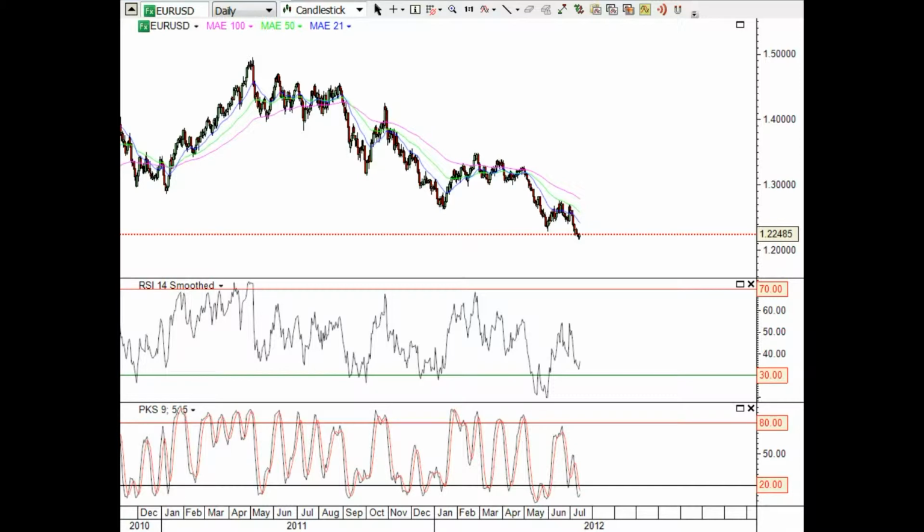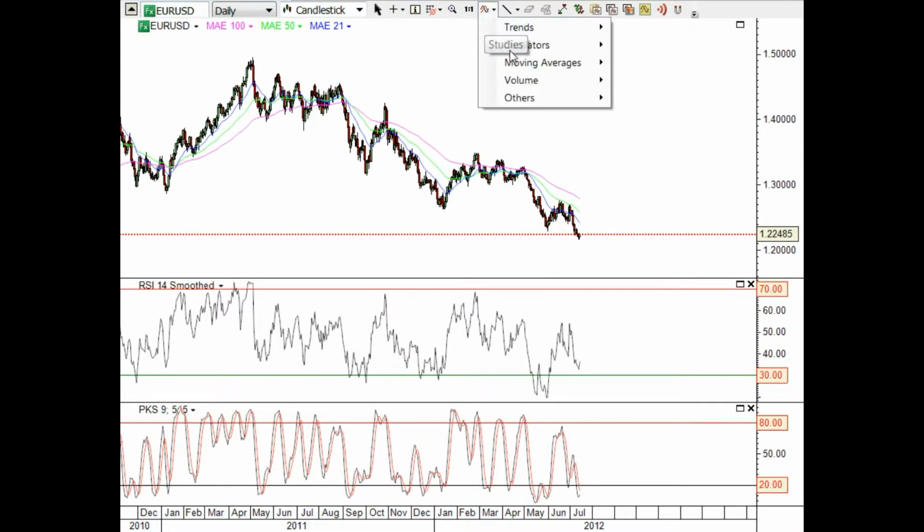Today is my favorite day. It's a Sunday, which means markets are closed and I can relax and take my time to look at the charts and do my analysis for the next week ahead. Now it is the 15th of July and we're going to have a look at Euro US dollar. This is a daily chart of the Euro US dollar.